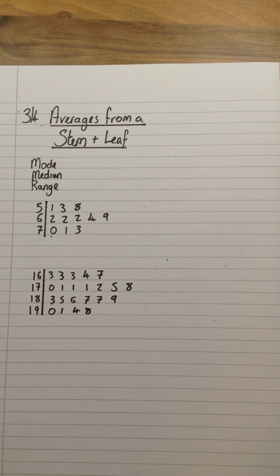Today's topic is averages from a stem and leaf diagram. Last lesson you should have spent a bit of time actually drawing out some stem and leaf diagrams. Other than actually working out an average, the stem and leaf diagram doesn't have much use. However, when it comes to finding averages, in this case the mode, the median and the range, the stem and leaf diagram is quite a useful little tool to have.